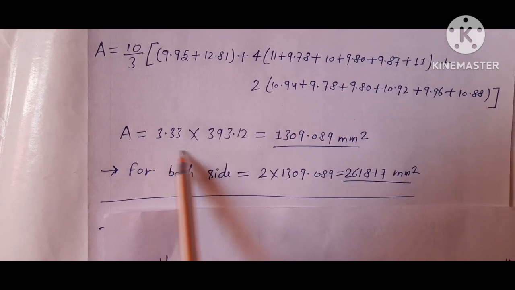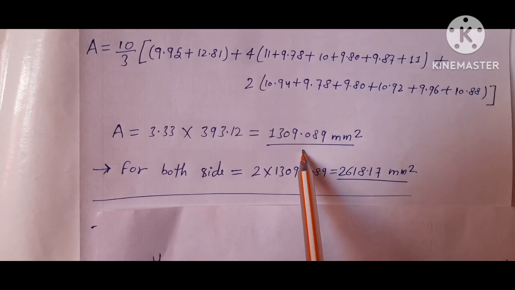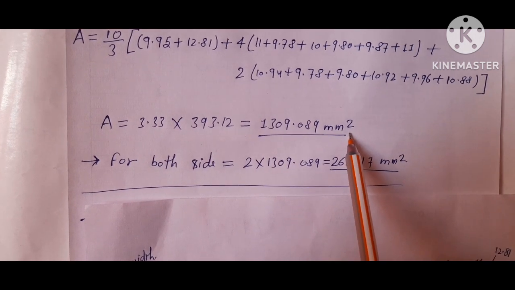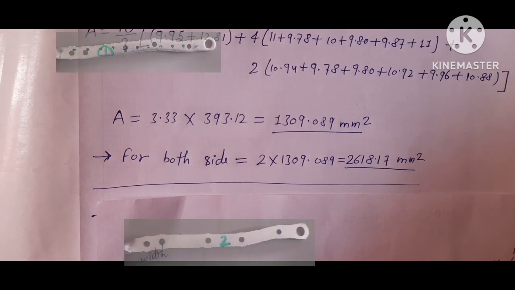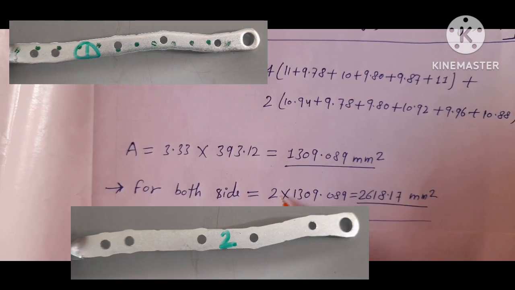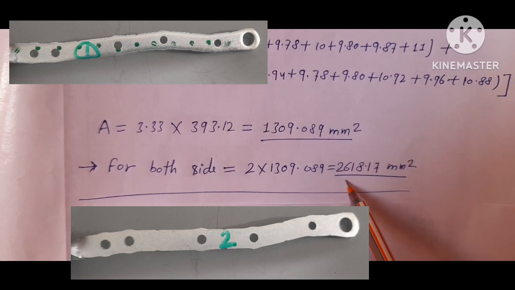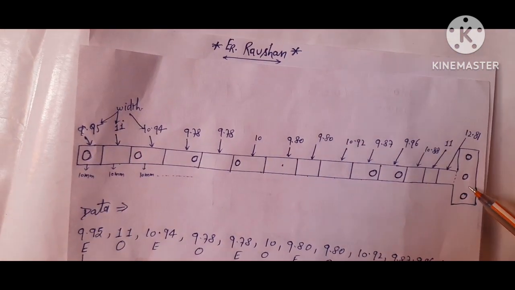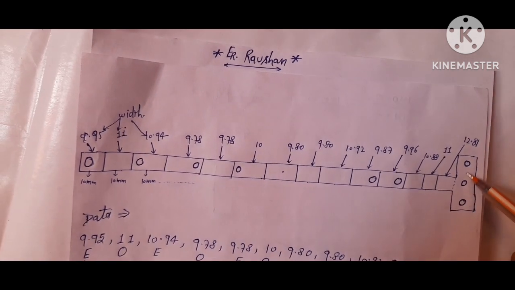So after calculation you get 1309.089 mm square, and if you calculate both sides, then for both sides multiply by 2 and you get 2618.17 mm square.